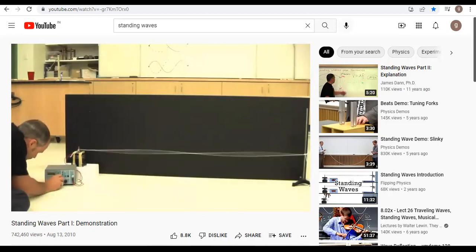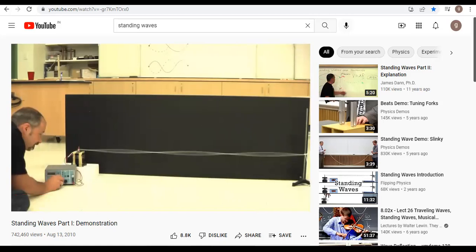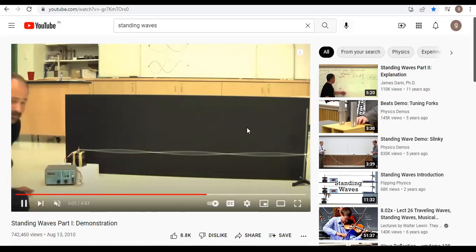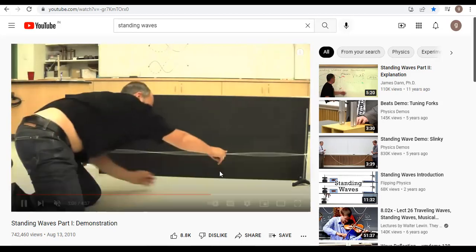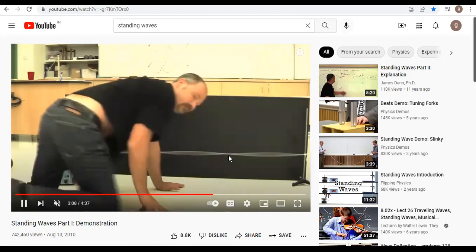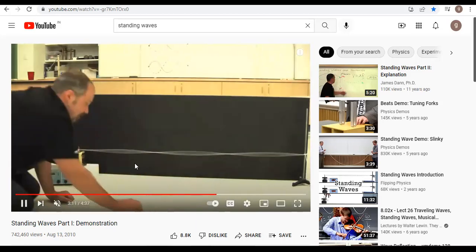Now he is increasing the frequency. Now I think he is increasing the frequency further. So you see now, instead of two loops, first he showed one loop, then he showed 2 loops, and now he is showing 3 loops. You see, this is a nodal point, this is also a nodal point, this is antinode, antinode, antinode.